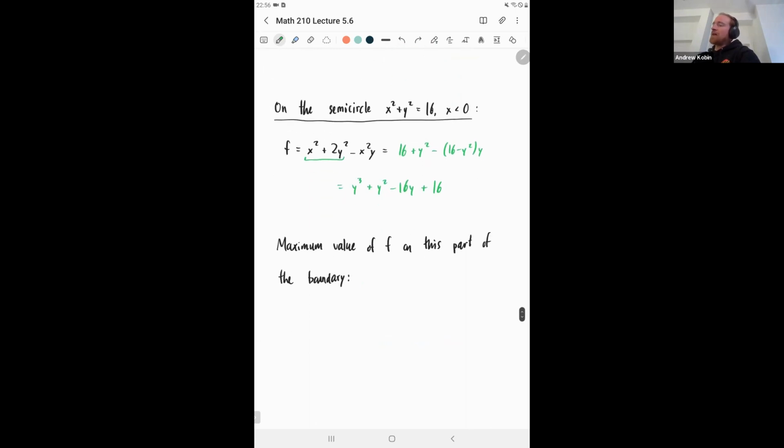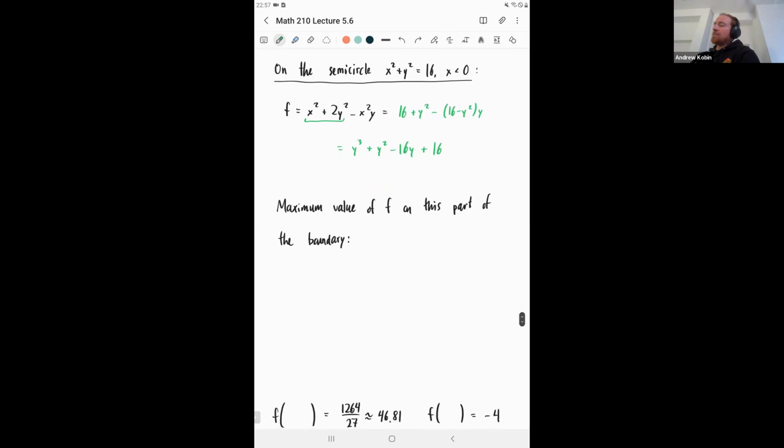What's the maximum value of f on this part of the boundary? Well, we have a single variable function in terms of y, and we want to determine its maximum value on some restricted domain. The y values will actually be bounded by plus and minus 4. So we can think of this as a single variable EVT problem, and we want to maximize this function. Let's look at the first derivative of the function to find critical points.